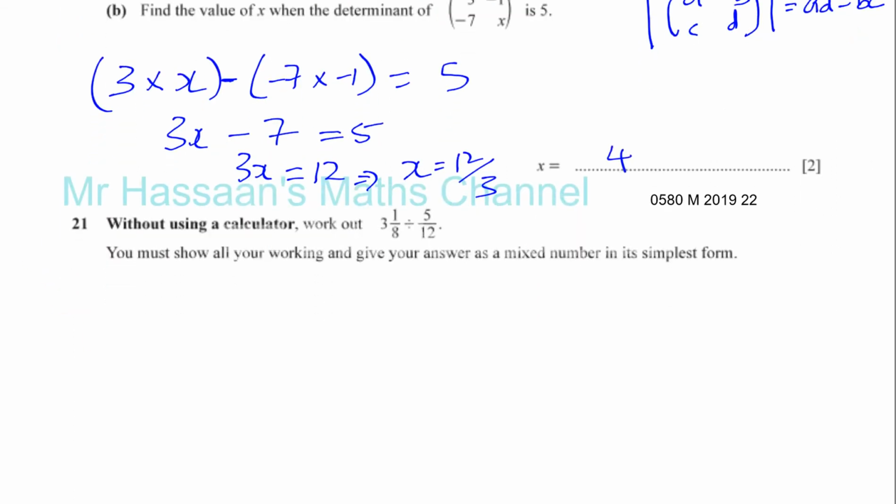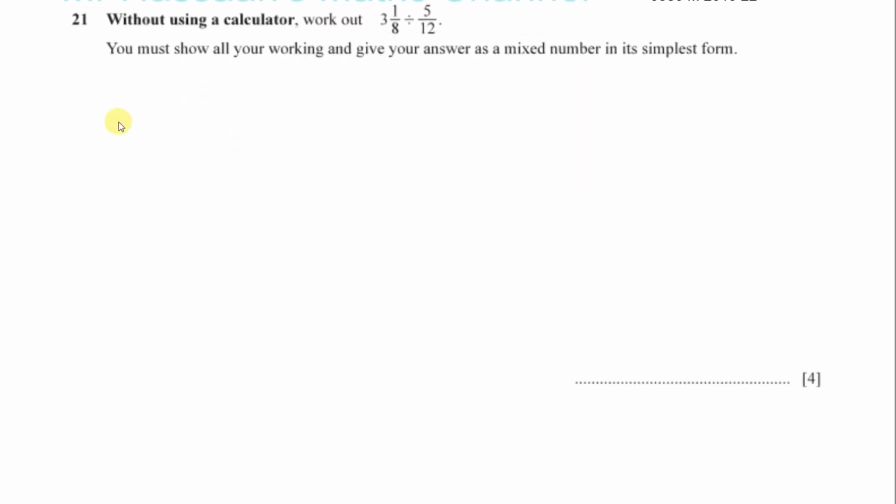Now question 21. Without using a calculator, work out this division of these two fractions. So it's very important that you show the examiner that you did not use a calculator. So you have to show your steps really carefully in these type of questions. So the first thing we do when we divide two fractions is change the mixed numbers into improper fractions. So 3 and 1/8, well, that's going to be 24 plus 1, which is 25 over 8.